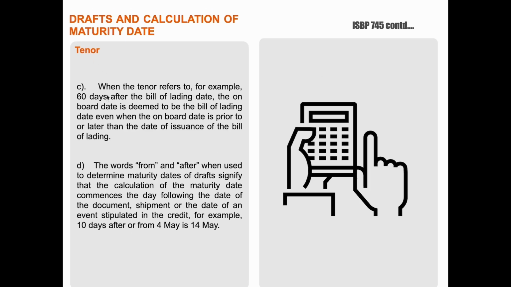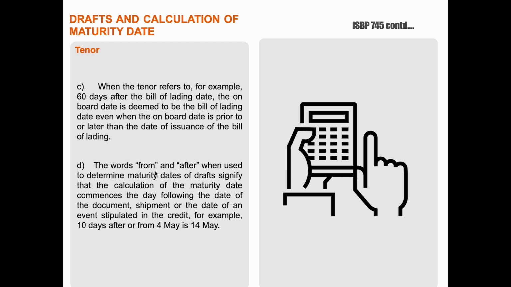Next, when the tenor refers to, for example, 60 days after bill of lading date, the onboard date is deemed to be the bill of lading date, even when the onboard date is prior to or later than the date of issuance of the bill of lading. This we have already discussed. We will consider the onboard date as the BL date even if the bill of lading has been issued later or prior to the onboard date, right?